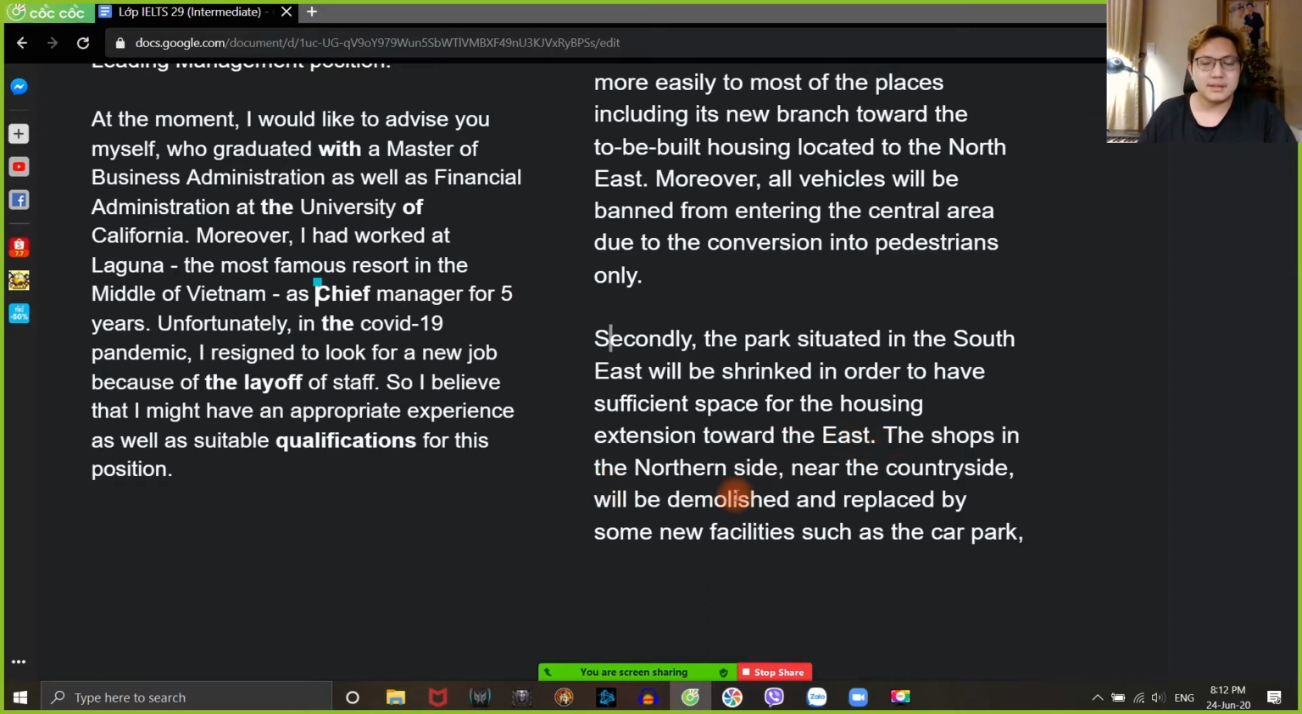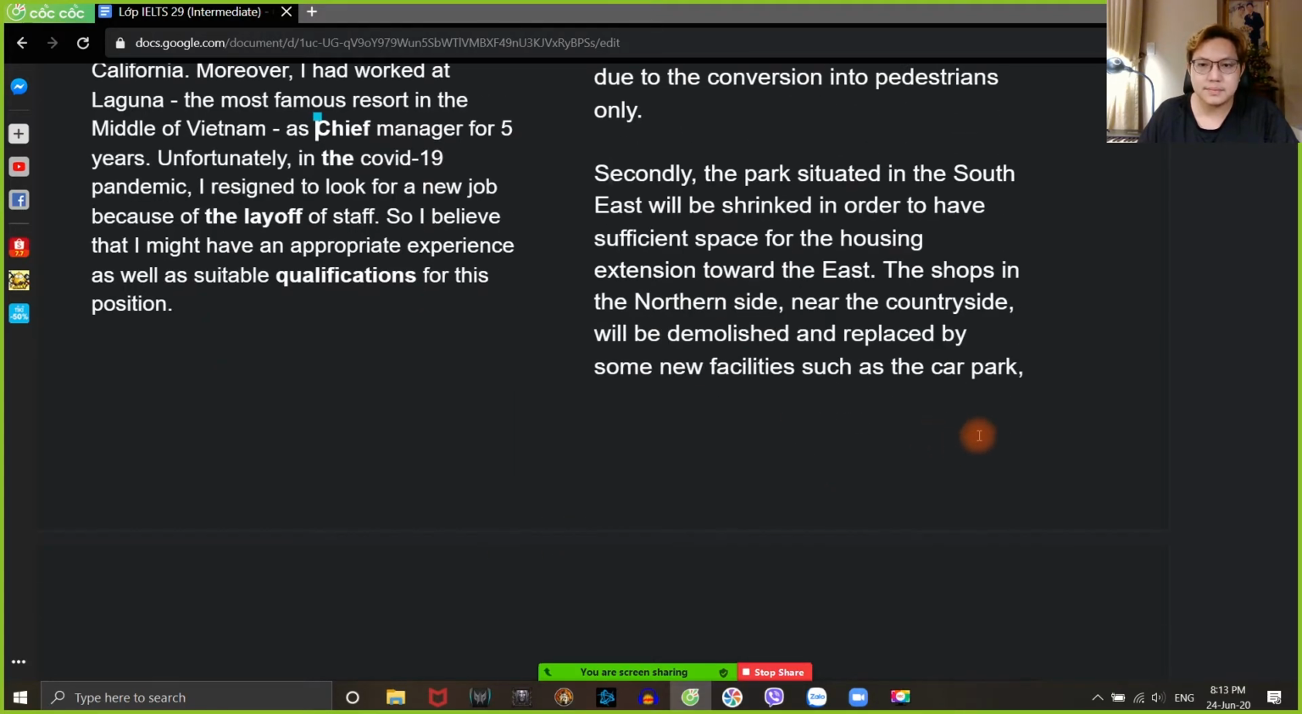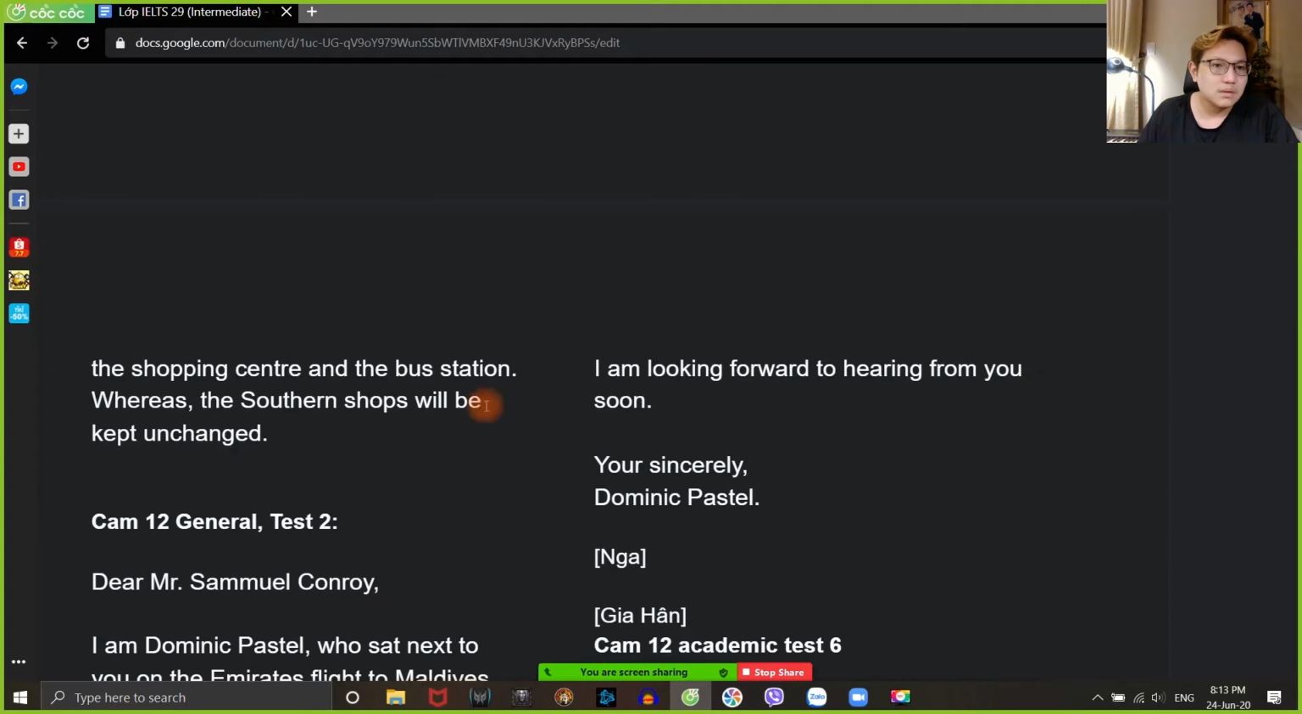The shops in the northern side, near the countryside, will be demolished and replaced by some new facilities such as the car park. Whereas the southern shops will be kept unchanged.